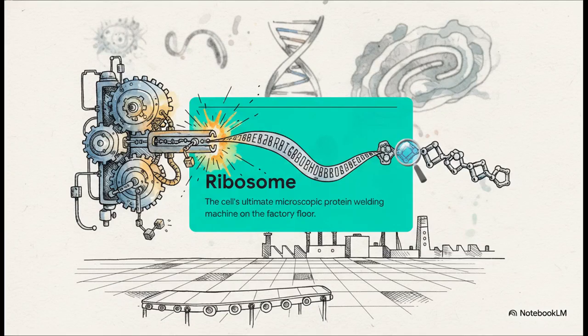And that brings us to the ribosome. The messenger RNA arrives at this incredible structure, which acts exactly like the cell's microscopic protein welding machine. It's the ultimate tireless assembly line worker just waiting there to translate those copied instructions into physical reality.